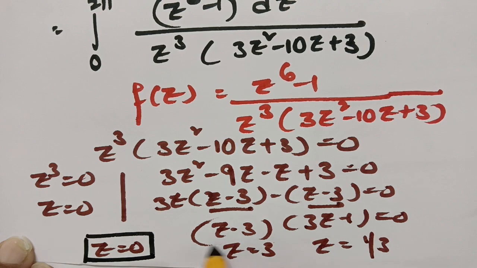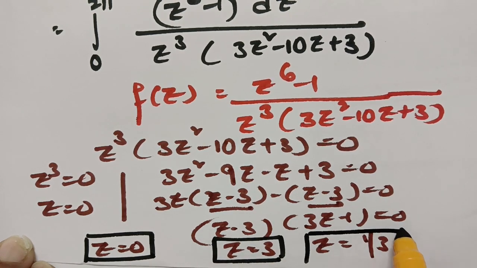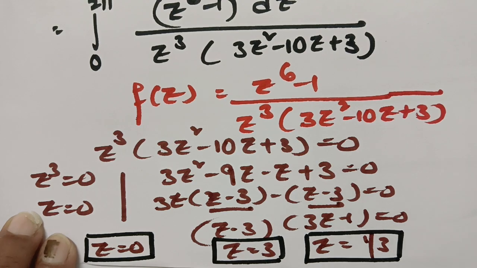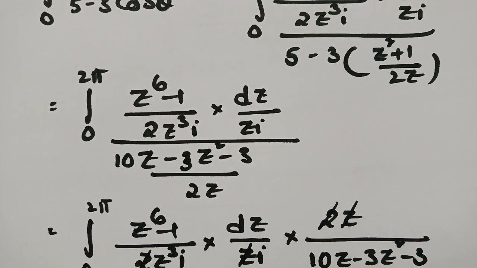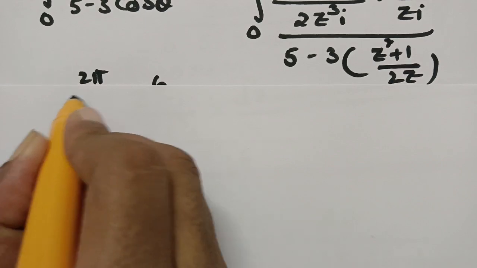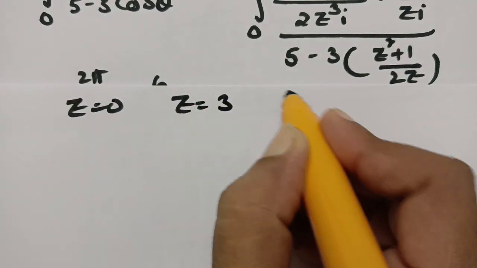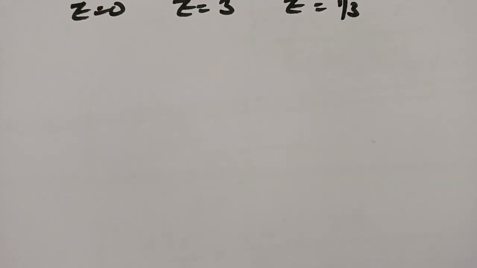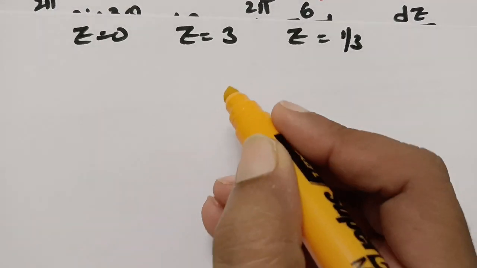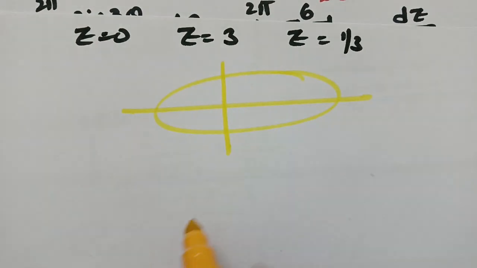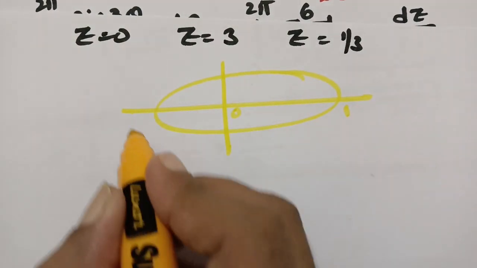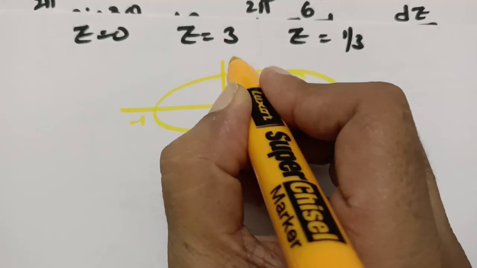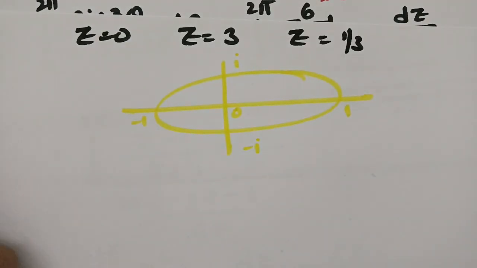The poles here are z = 0, z = 3, and z = 1/3. So z = 0, z = 3, and z = 1/3 are the poles for the given function. So what is the region here? The region is nothing but the unit circle, which is a circle with center 0 and radius 1. So this value is minus i, this value is plus i. This is the region.